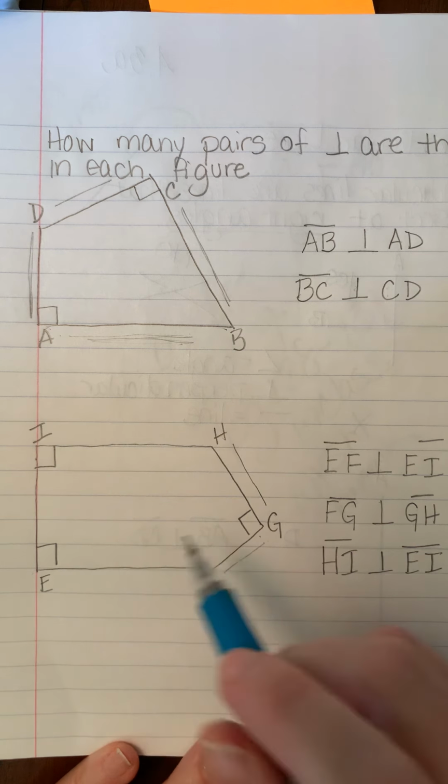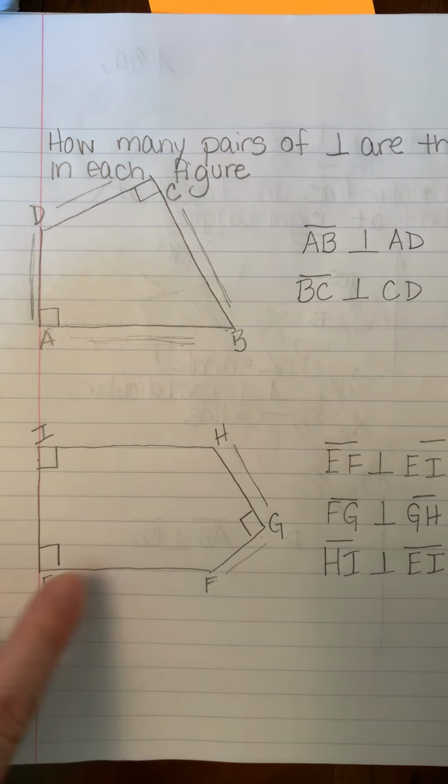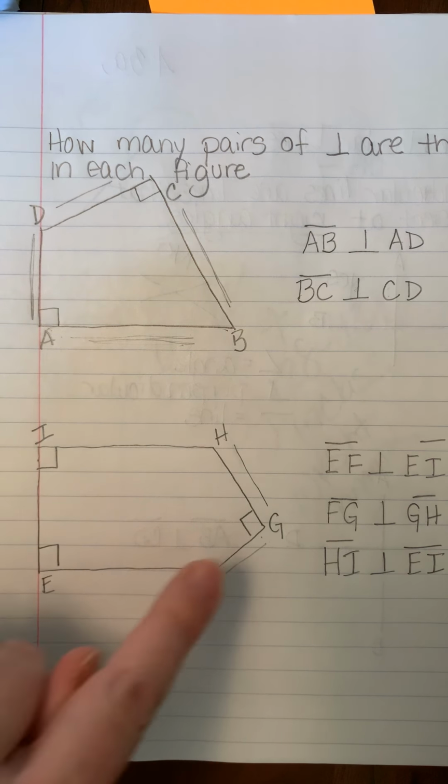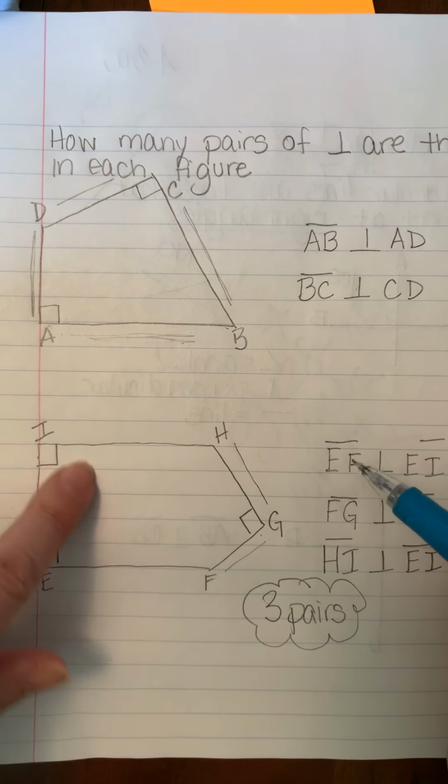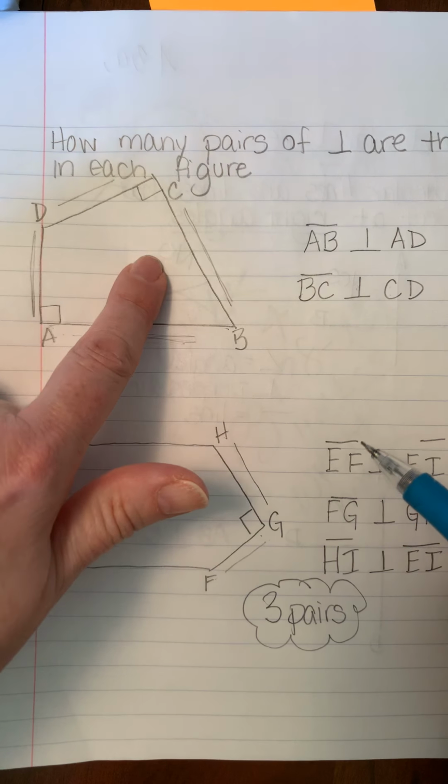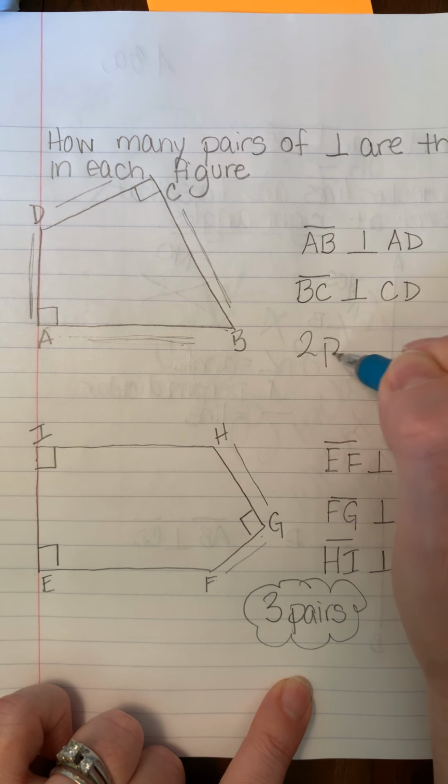Okay, so how many pairs are there? There are 1, 2, 3. There are 3 pairs. And in this one, how many pairs were there? 1, 2. This one had 2 pairs.